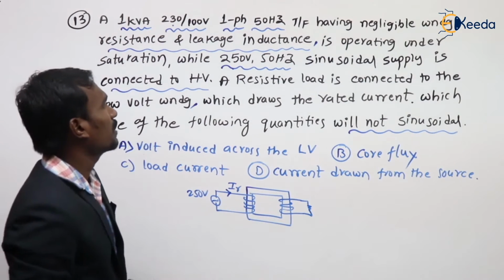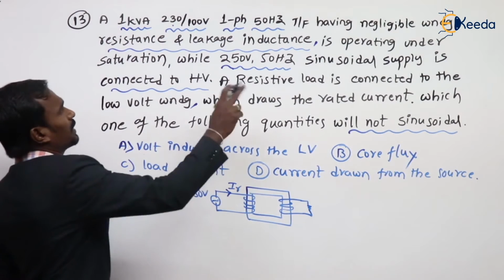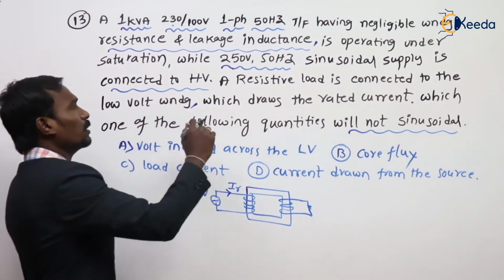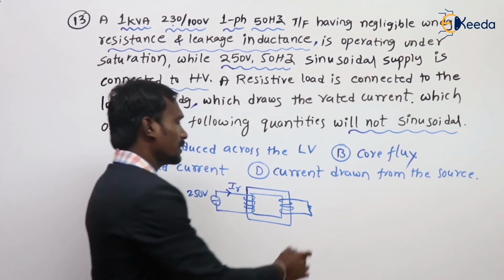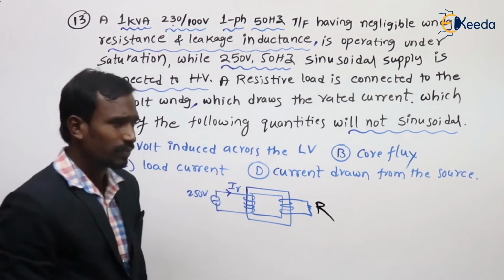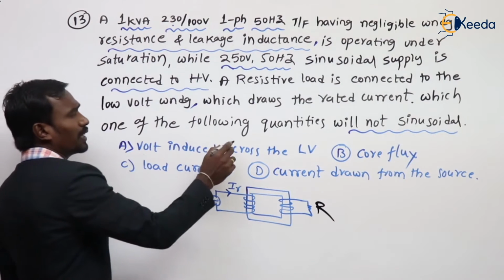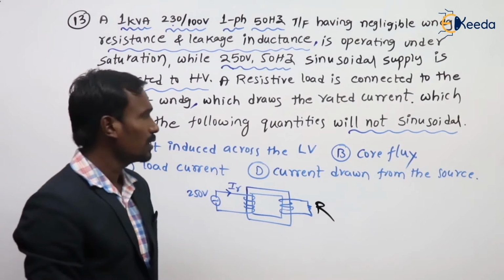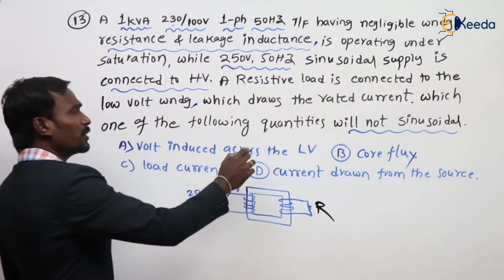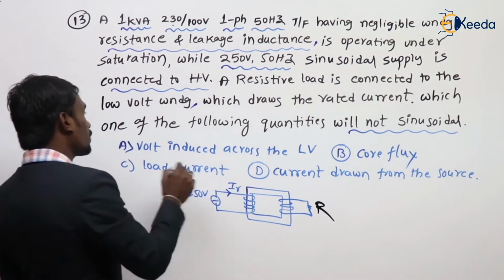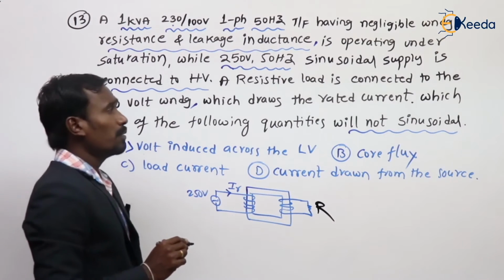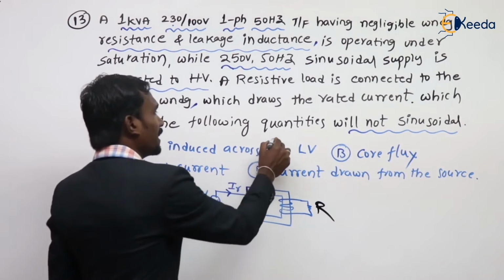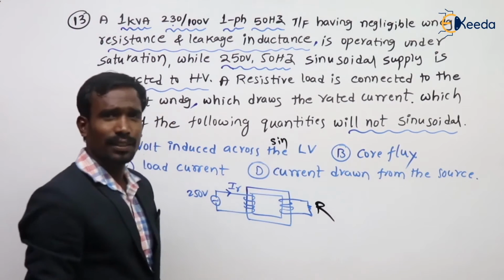See here, in this condition, a sinusoidal supply is connected to the HV side, and a resistive load is connected to the LV side. Then which of the following quantities will not be sinusoidal? The voltage induced across the LV must be sinusoidal, but they asked which quantity will not be sinusoidal. So this is the wrong answer.